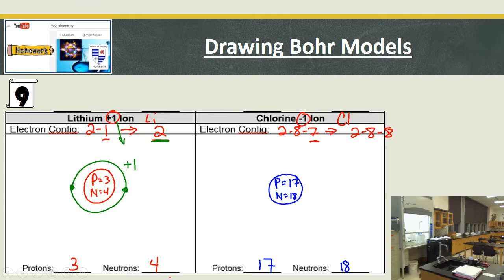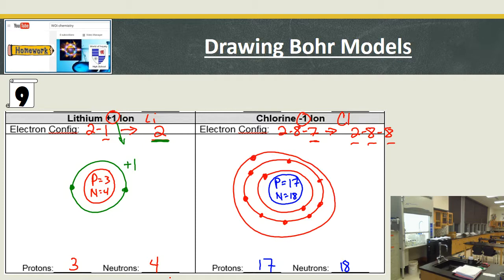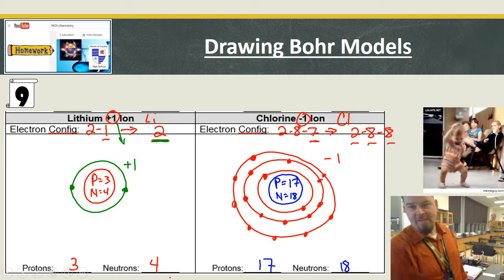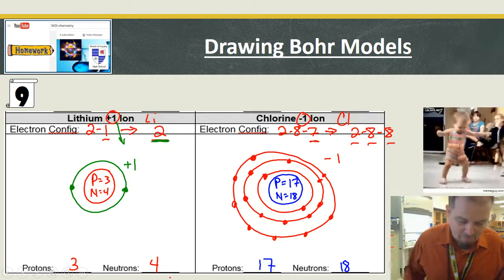There's my nucleus. I need 1, 2, 3 energy levels. 2 in the first, 8 in the second, and 8 in the third. Bring down my charge of -1, and with that, we are done. I think that is our last one. Boom, that's it. We got it. So now you can draw Bohr diagrams.